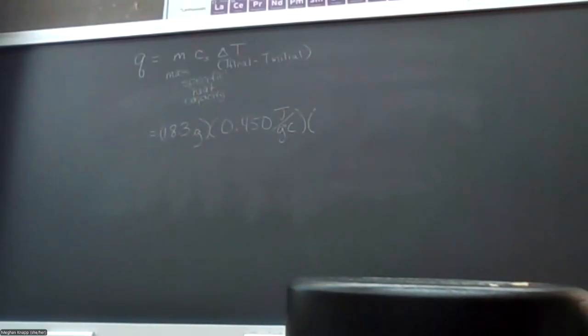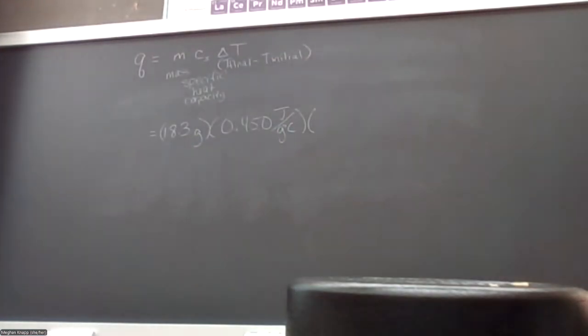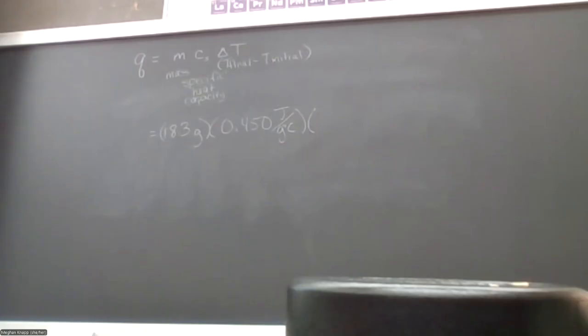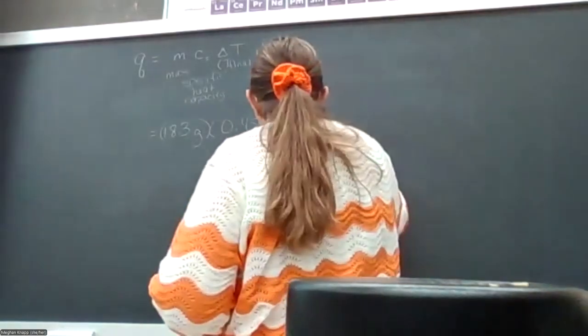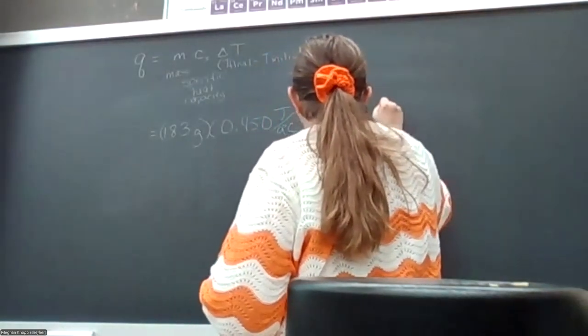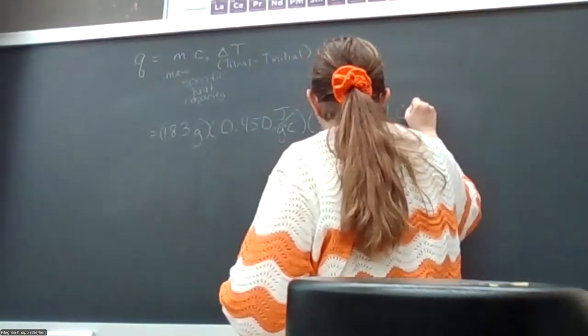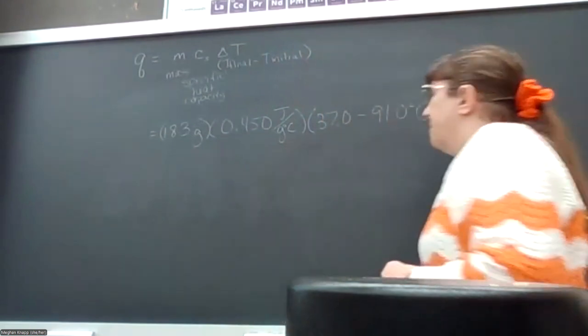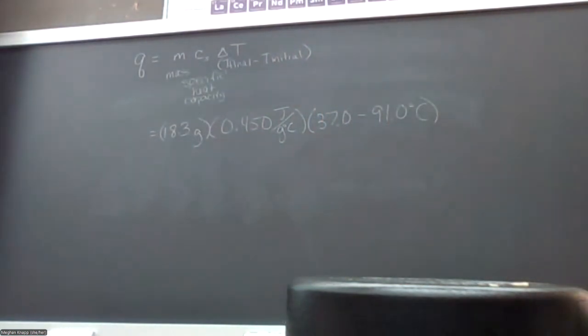All right, if you are looking at the temperature change, remember we put the final first and then we do the initial. So which one's the final temperature, the 91 or the 37? The 37. It matters what order we put it in, okay? So we're going to put 37.0 minus 91.0. And that's going to give us a negative number.